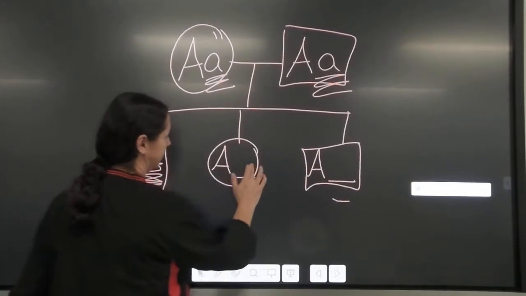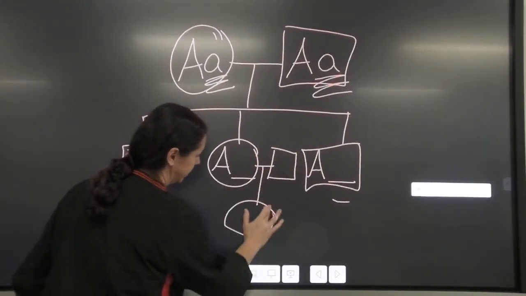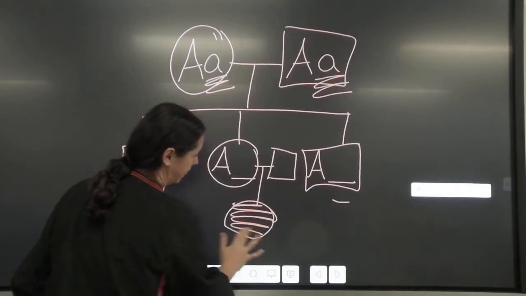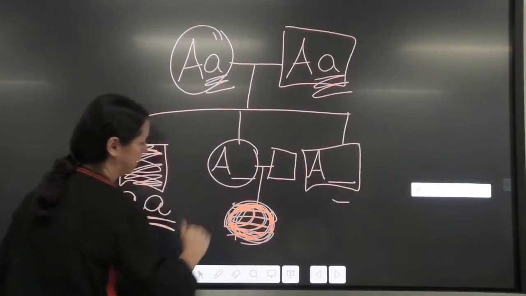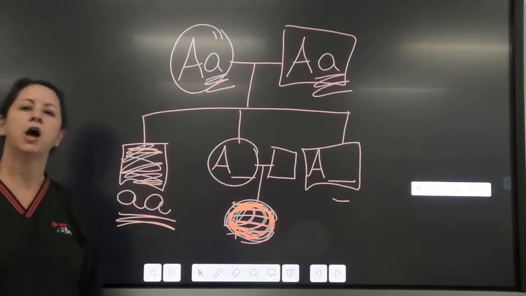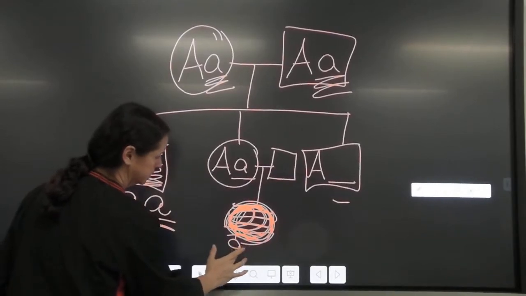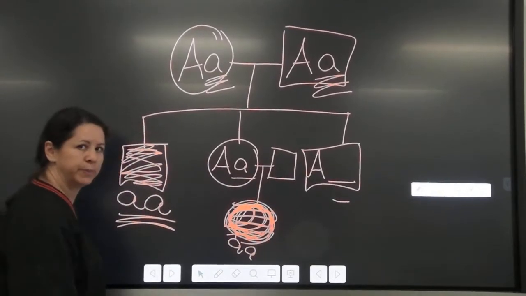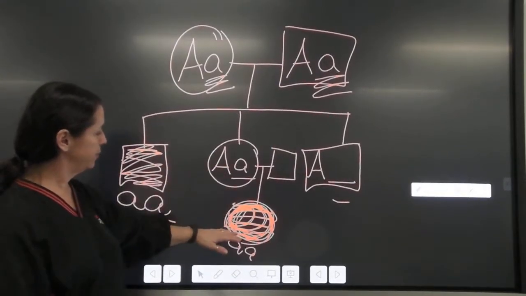But if one of them mates and has a baby that is recessive, now we know that one has to have a little a, because how else will this get to be little a, little a? And so until they have another baby, we don't know.